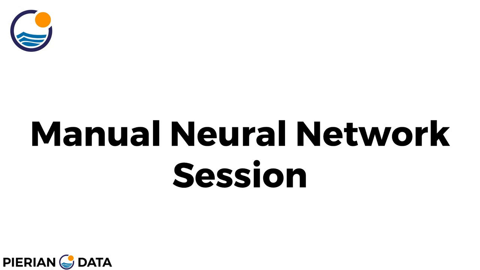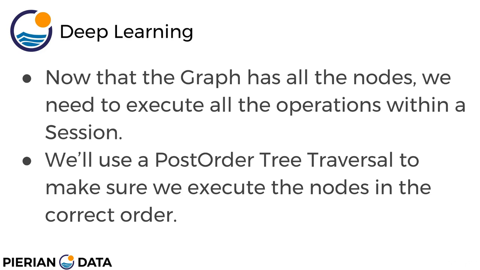Welcome back everyone to this lecture on creating the session for our manual neural network. Now that the graph has all the nodes in place, what we need to do is make sure we execute all those node operations, including those variables and placeholders, within the session in the correct order. What we're going to do is use a post-order tree traversal to make sure we execute the nodes in that correct order.